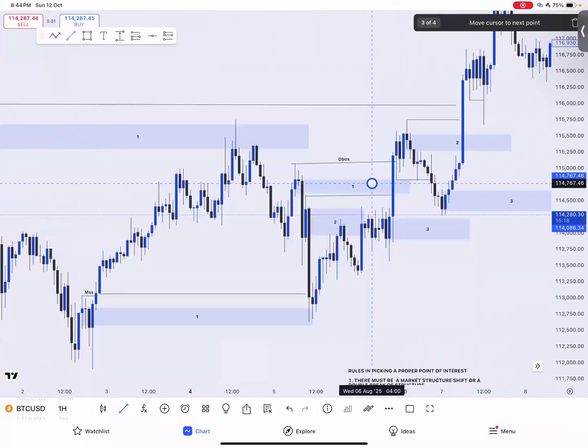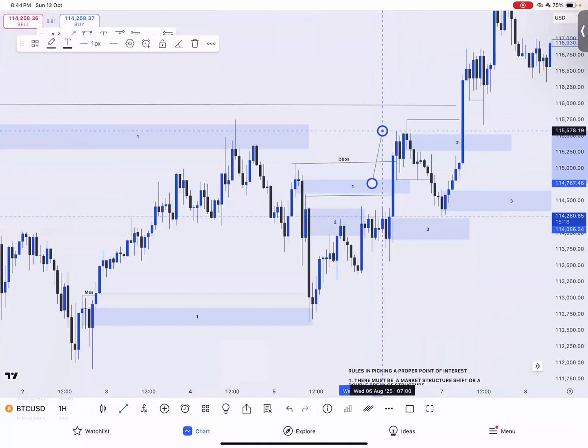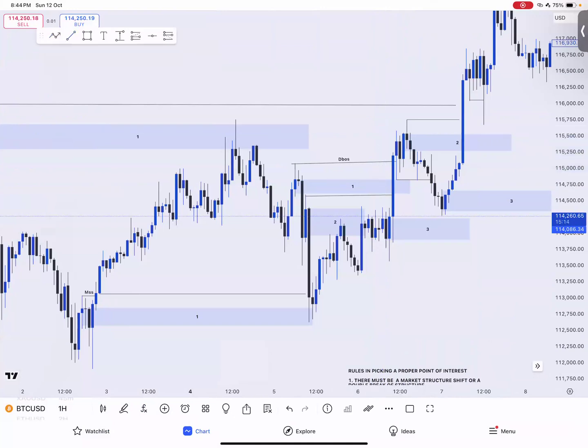So the rules to picking a point of interest tell us that whichever point of interest you're looking to pick, we should ensure that during the process of market coming to create your inducement, especially after the double break of structure or after the market structure shift, it did not touch that point of interest. That is the third rule in picking a proper point of interest. So any point of interest that market has touched during that process is automatically disqualified.